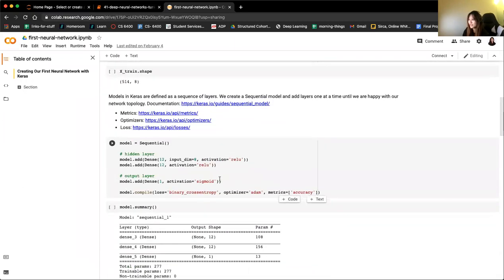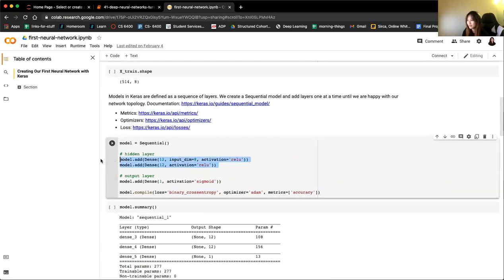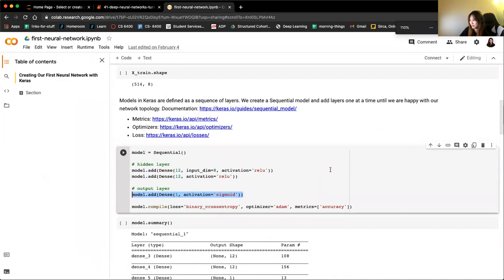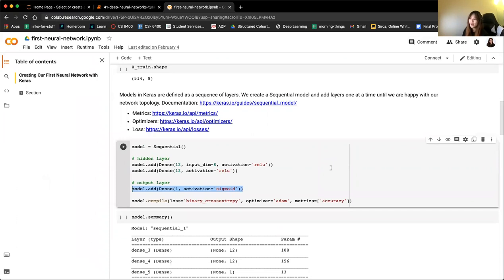Okay, so these were our two hidden layers. We use ReLU over here. And then for our output layer here, and let me just zoom in once more, for our output layer here, we used a sigmoid. In this case, we use a sigmoid because we were doing a binary classification problem. So when thinking about your activation function for your output layer, it does matter what your problem is.